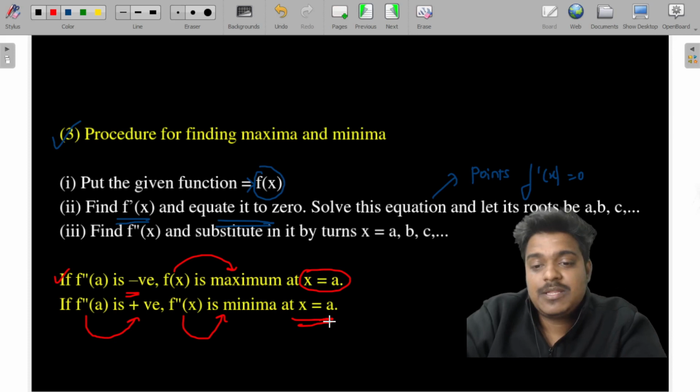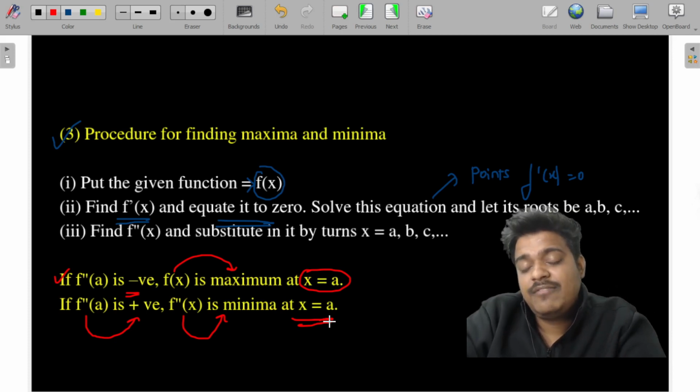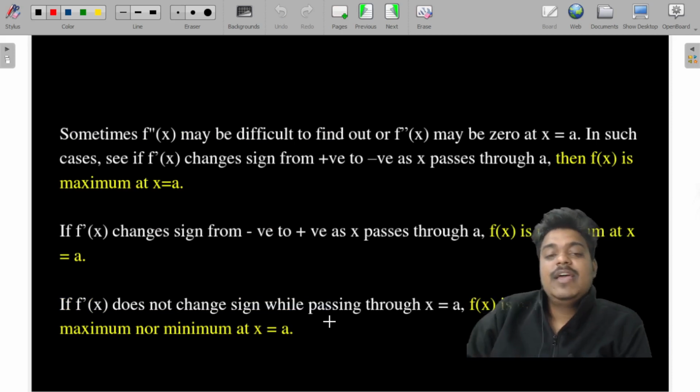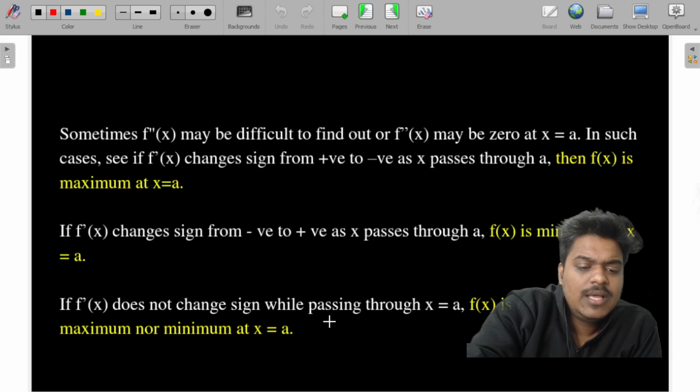Let's move ahead, brother. Since this is so clear, let's understand a little more. Now if f''(a) comes out to be 0, what will you do in that case? f''(x) comes out to be 0.